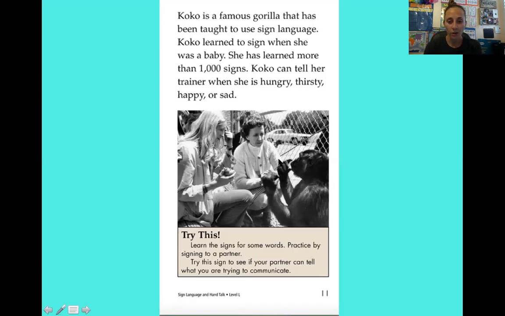So here is a picture of Coco. And it says, try this. Learn the signs for some words and practice by signing to a partner. Try this sign to see if your partner can tell what you are trying to communicate. What do you think they're trying to communicate? Is she hungry? Thirsty?